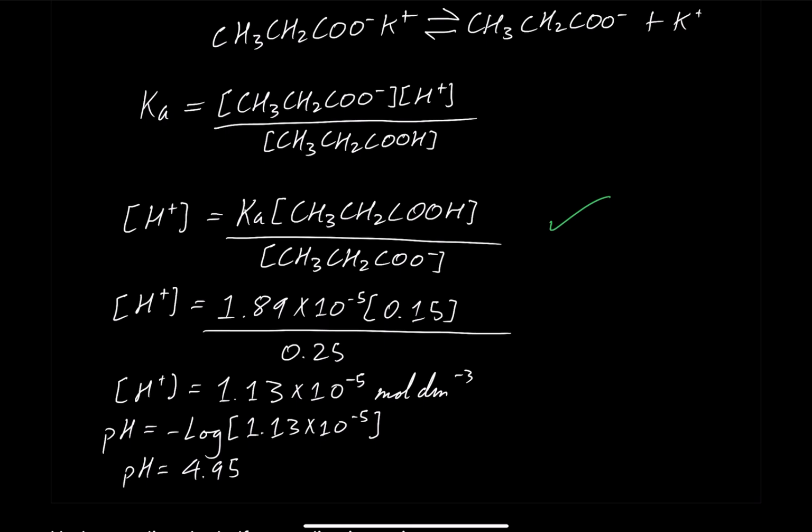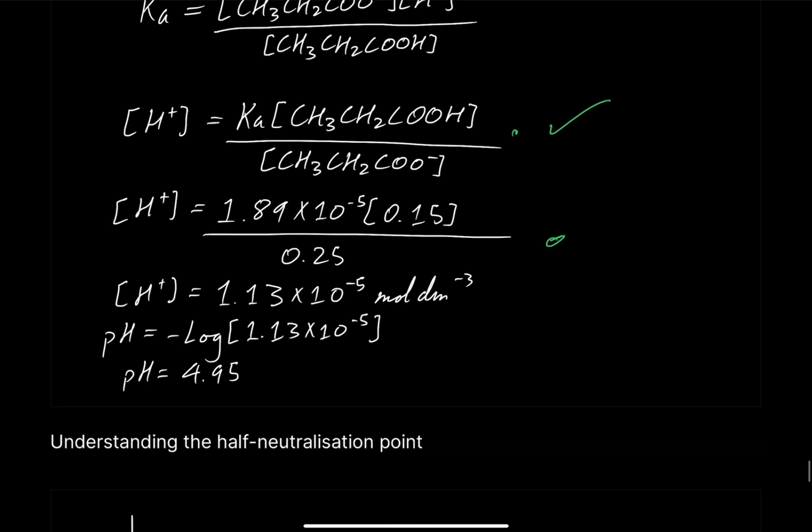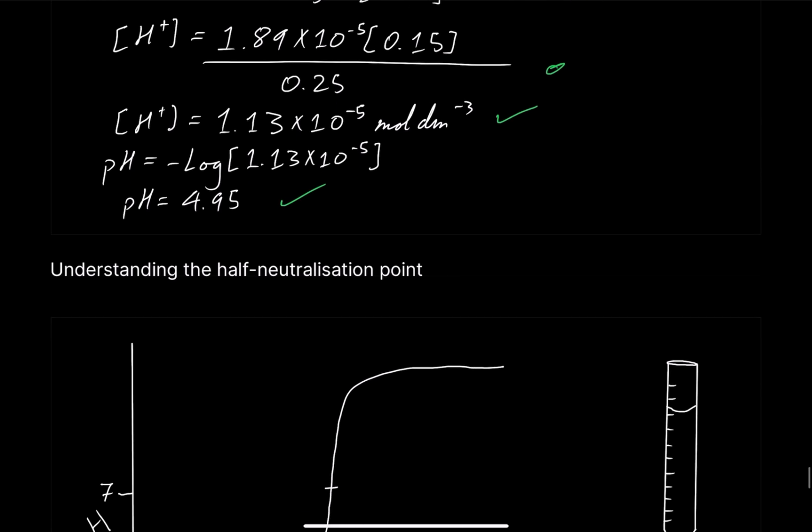A mark for working, a mark for either this or this. That's because it's the same thing. You're just substituting your values. A mark for getting the correct H plus concentration, and a mark for correctly working out the pH. So 3 marks there.